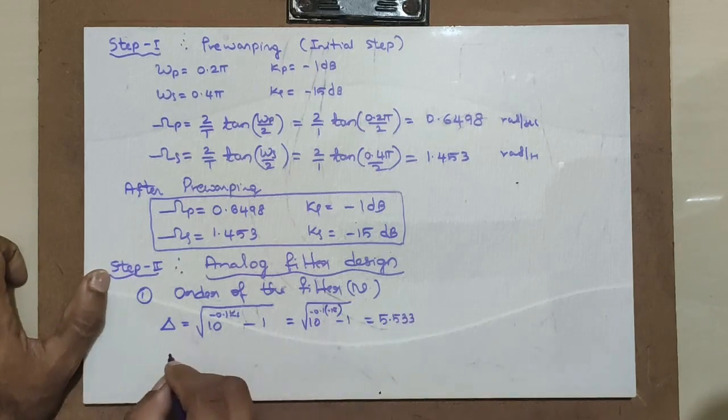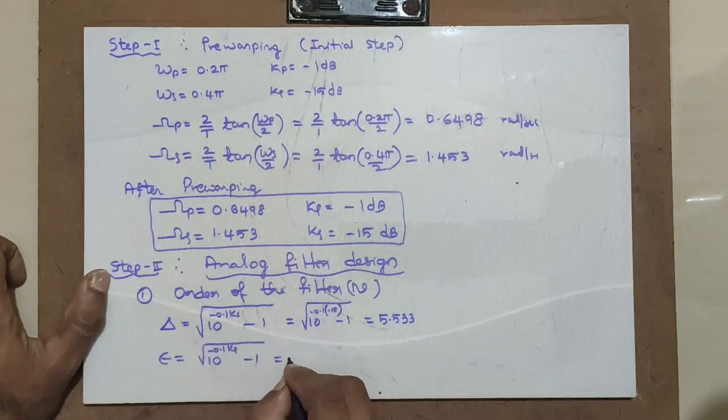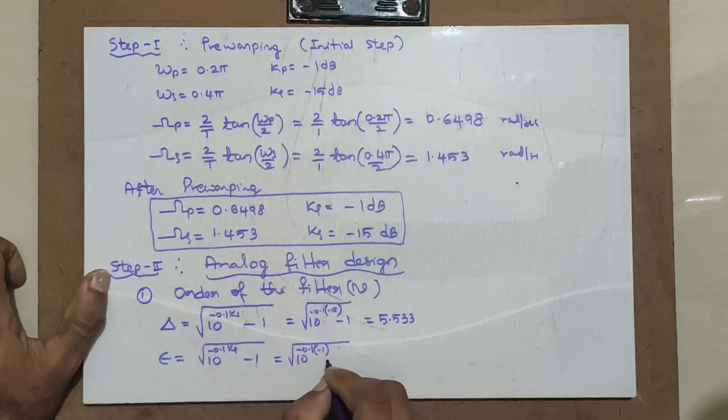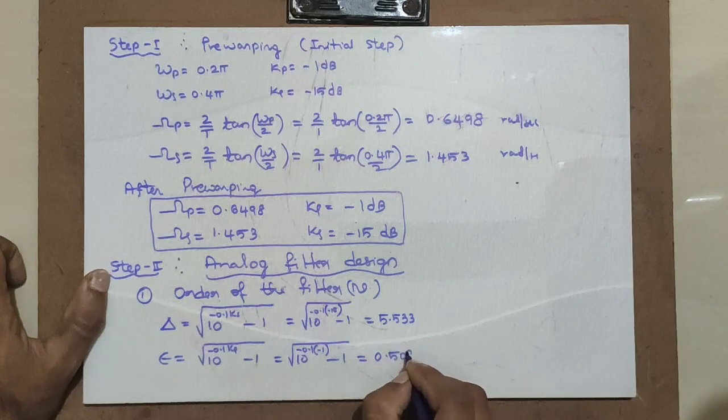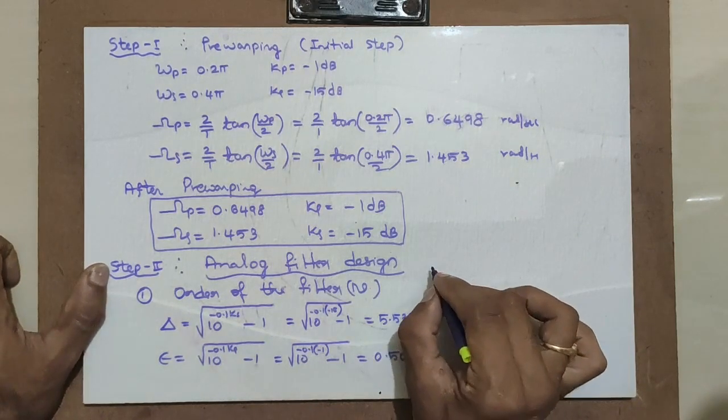Similarly, epsilon value is equal to square root of 10 raised to minus 0.1 Kp, minus 1, which is equal to square root of 10 raised to minus 0.1 times minus 1, minus 1, comes out to be 0.5088. You got these values and you know how to find the order.